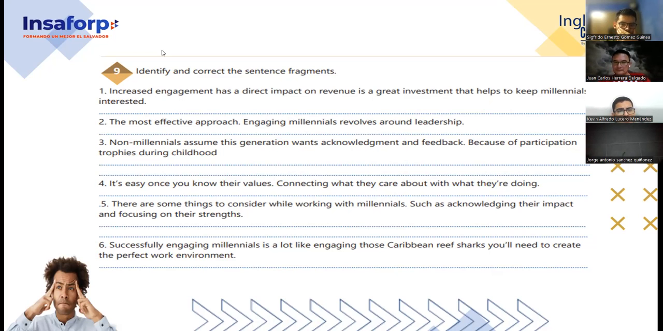But teacher, I have a doubt: if you don't use the period, just a comma, such as acknowledging their impact and focusing on their strengths, is that correct or not? Such as, yes, it's correct. Because in Spanish it would be like "tales como": such as acknowledging.